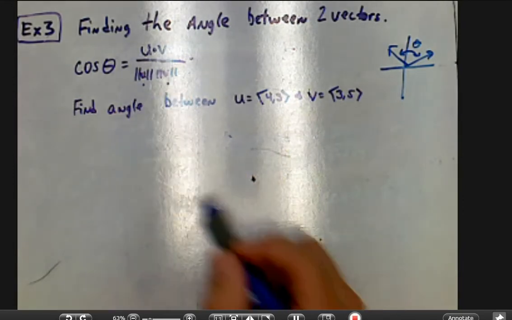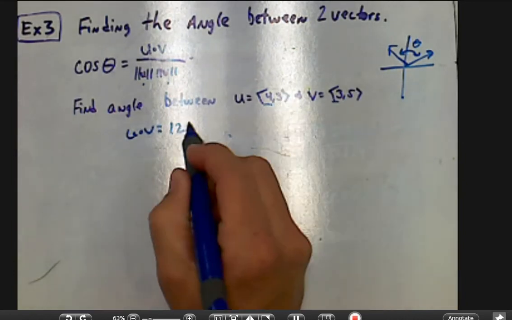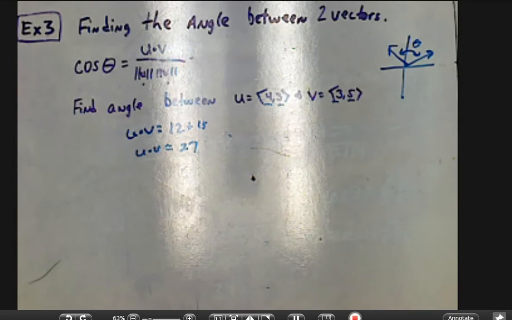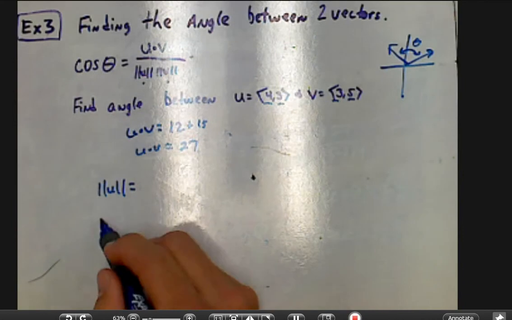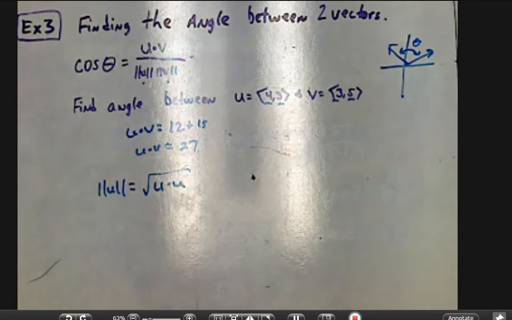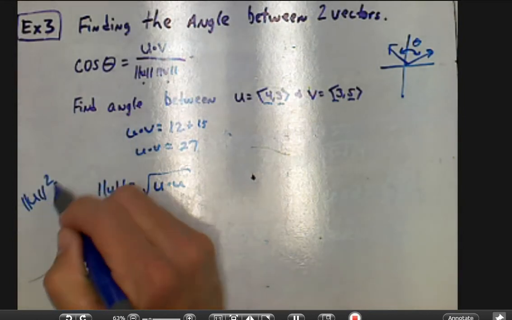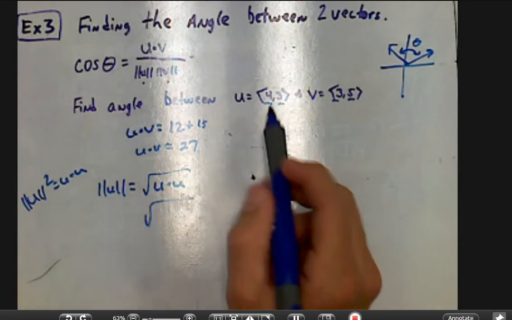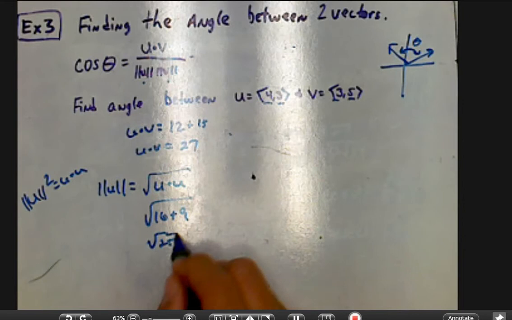So the first thing we're going to do is find u dot v. And u dot v would be 4 times 3 for 12 plus 3 times 5 for 15. So u dot v is 27. We also have to find the magnitude of u, and we know that it's going to be equal to the square root of u dot u, because I believe the formula says that the magnitude squared is u dot u. So if I do the dot product of u and u and square root it, 4 times 4 is 16, 3 times 3 is 9. You get the square root of 25, which is 5. So the magnitude of u is 5.